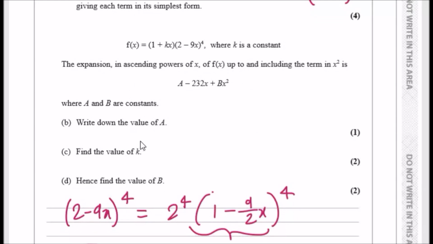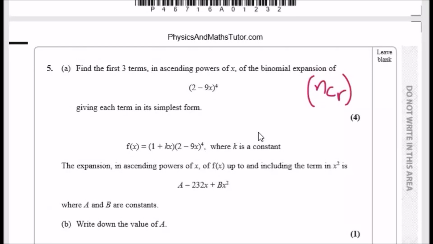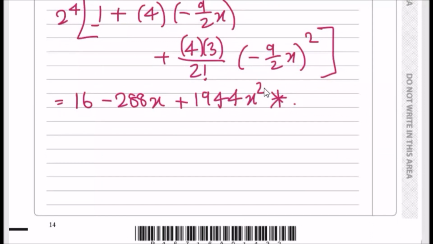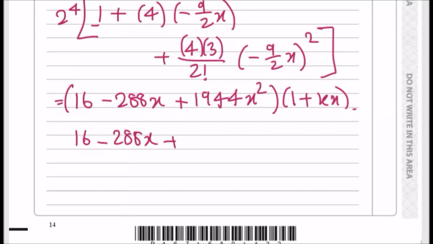So effectively we're going to do 3 parts in one. So let's do it. Let's go ahead and expand this term up to and until x squared. So to do this fast, I'm just going to rewrite this one as all of this times 1 plus kx. Okay, now let's do it. So let's multiply all of this firstly by 1, which will give you the same result. It will give you 16 minus 288x plus 1944x squared.